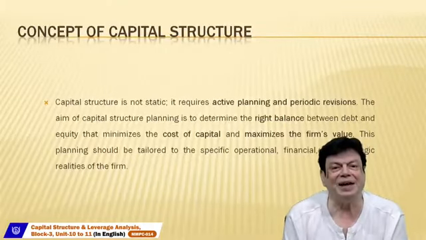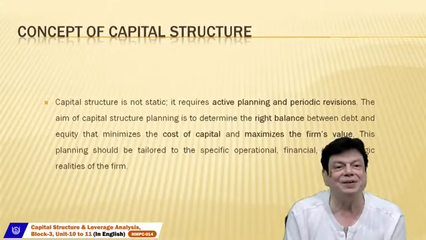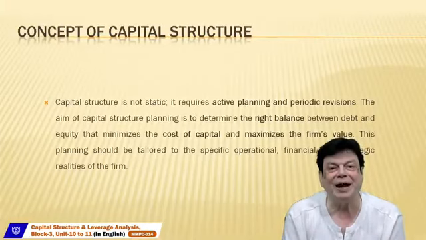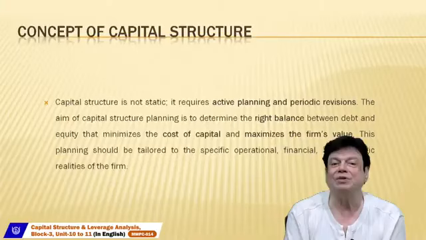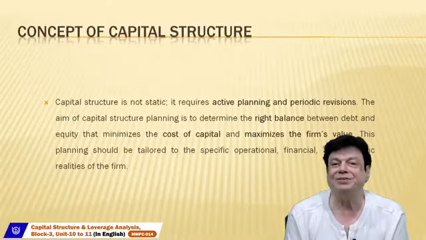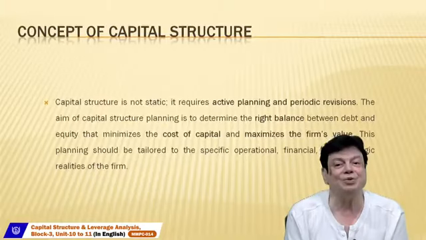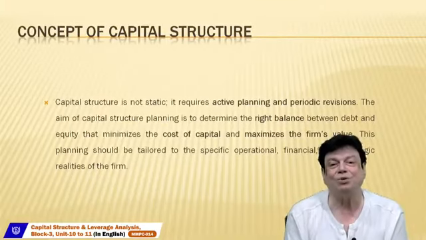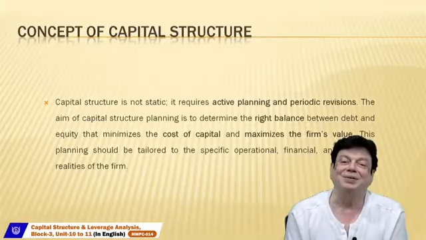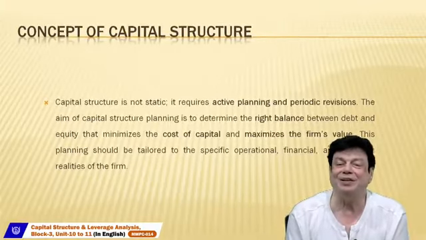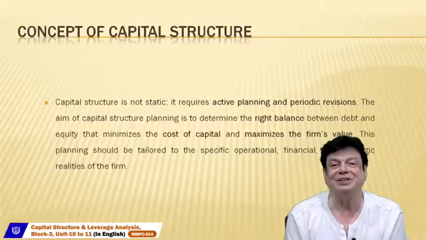Capital structure is not static. It requires active planning and periodic revisions. The aim of capital structure planning is to determine the right balance between debt and equity that minimizes the cost of capital. Suppose they borrow from the bank, how much interest is the bank charging them? Then debentures, how much interest is the company going to pay to debenture holders? These are all the costs to the company. But once they have issued the shares, that money will remain with the company, and those shares will be traded by the shareholders in the secondary market. Anybody can purchase, anybody can sell. Whosoever is having the shares can sell.